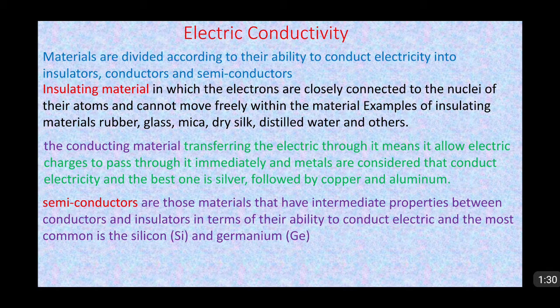Last one is semiconductors. These are materials that have intermediate properties between conductors and insulators in terms of their ability to conduct electricity, and the most common are silicon and germanium.